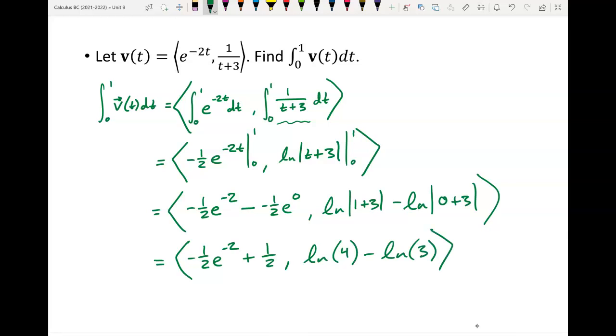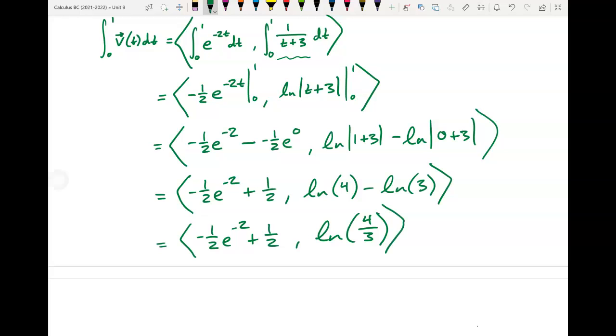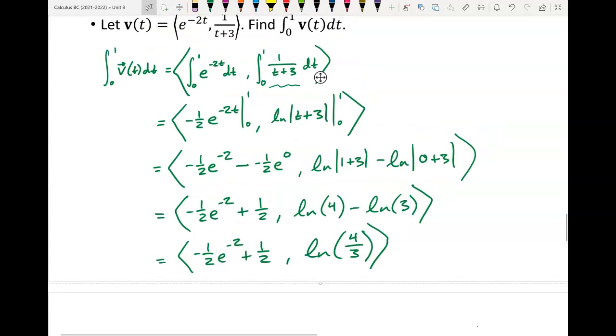Yes, you could definitely do that. So that'd be another way of simplifying it even further. It's negative 1/2 e to the negative 2 plus 1/2, and that'd be ln of 4/3. There we go. Again, you could always leave it up here at this step, but this one is fairly simple to simplify. Any questions on that one?